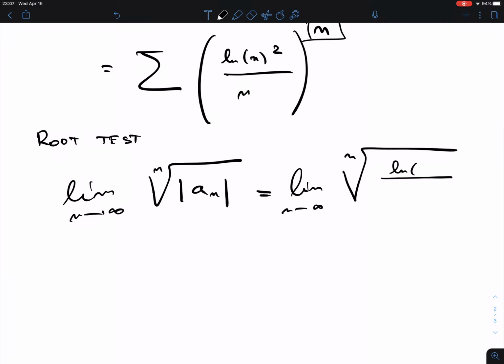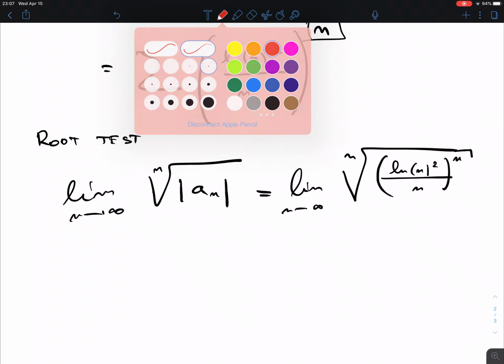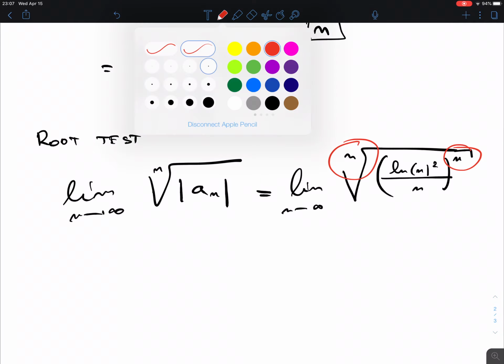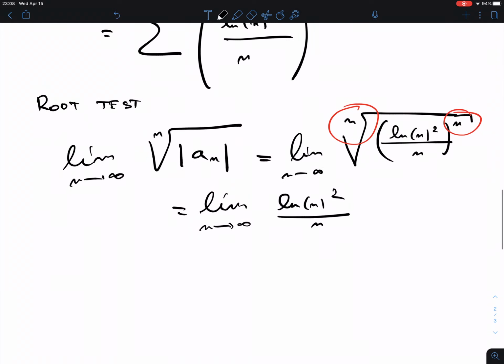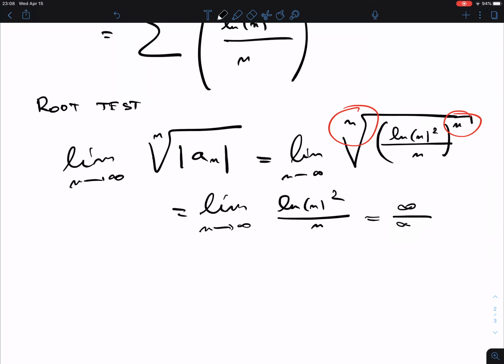So here we have ln n squared over n to the power n. Now the whole deal, of course, is that the nth root and the n power cancel each other out, right? So we're left with the limit of whatever was underneath the radical, ln squared n divided by n. If I plug in infinity, oh, bad news, it becomes infinity over infinity. So what do we do? L'Hopital. Technically we should first write it as a function now, not just a series: ln x squared over x.